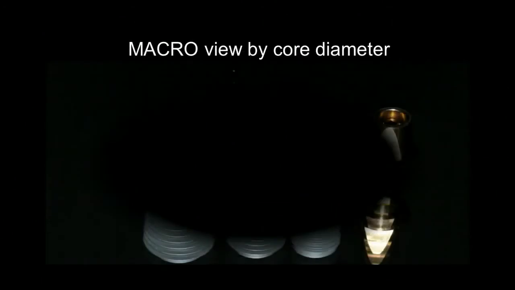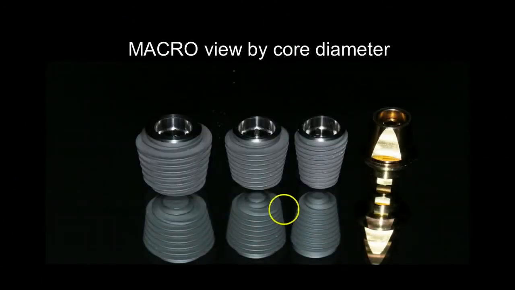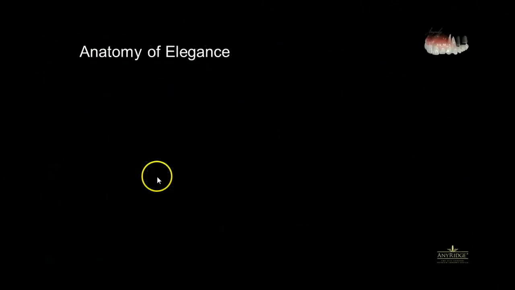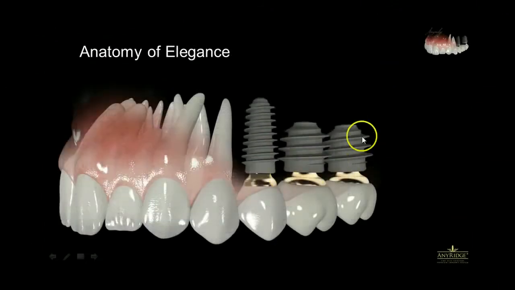All right, so macro view of the Anyridge implant: by core, you have 4.8, 3.3, and 2.8 cores. The 2.8 core is 3.5, your 3.3 core is 4.0 through 5.5, and your 4.8 core is 6.0 through 8.0. Typically people think, and we're conditioned to think this way, that bigger's better, but that's not necessarily the case with the Anyridge. You think these big fat molar implants are necessary in the posterior versus something like this. Again, that's not necessarily true because of the surface area that we just talked about.